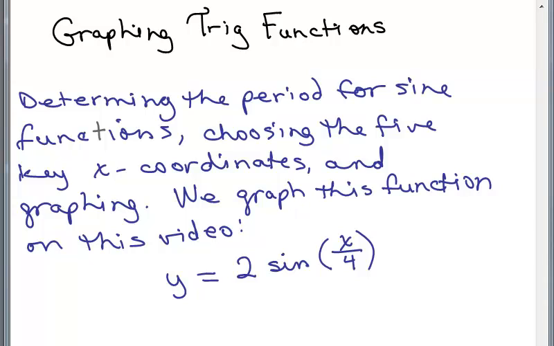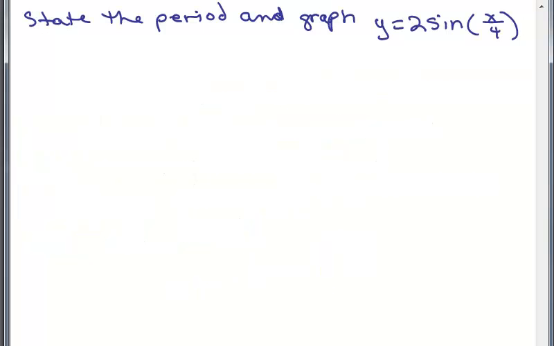All right, we're continuing graphing trig functions. In this video, we're still working on determining the period for sine functions and choosing the key x coordinates, which will give us our 5 key points. And we're going to graph this function on this video, y equals 2 sine of x over 4. So here's the problem. State the period and graph y equals 2 sine of x over 4.